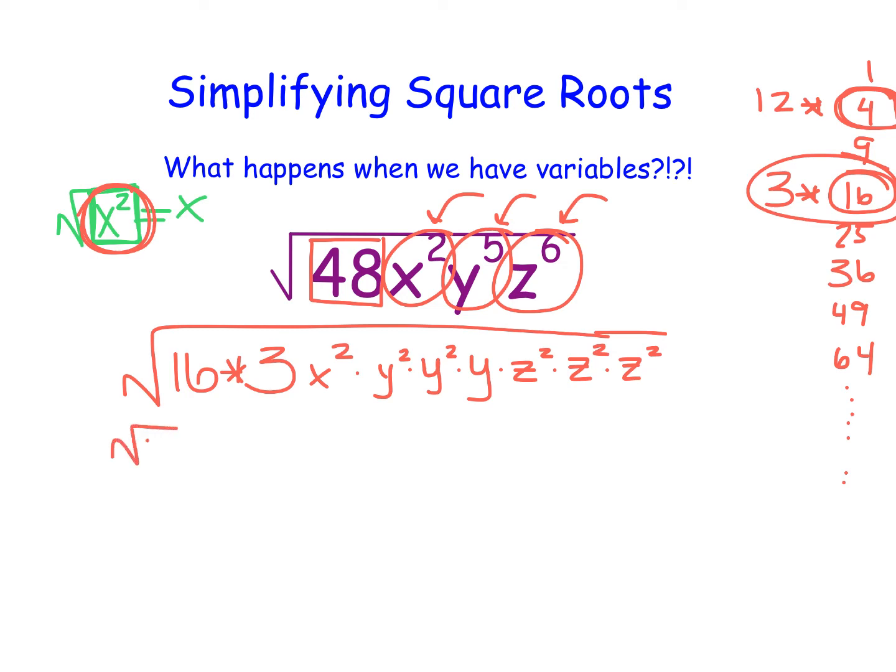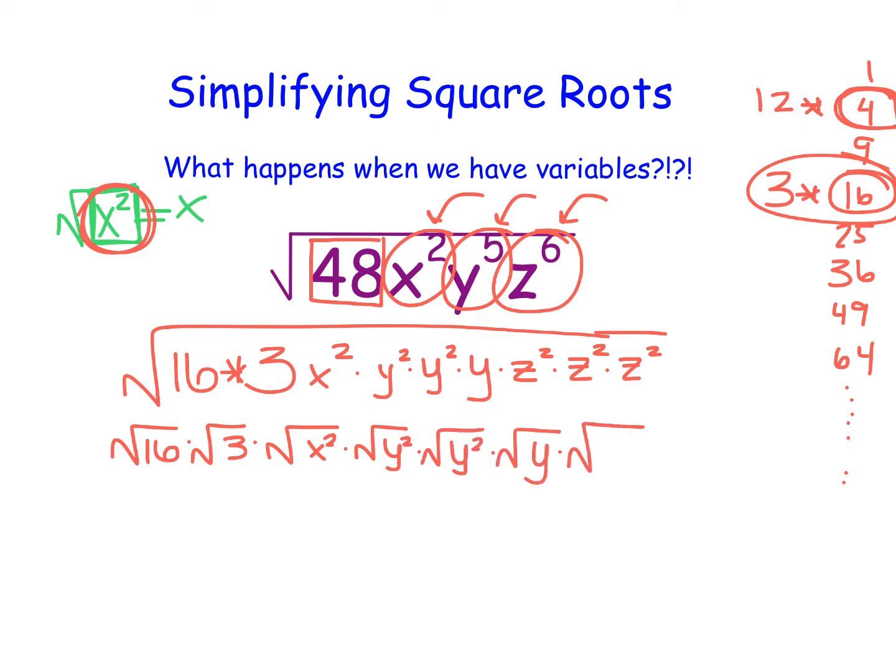So I have the square root of 16 times the square root of 3 times the square root of x squared times the square root of y squared times the square root of y squared times the square root of y. And then I keep going with all of those z squareds. Notice that everything gets its own little square root. And then from here I go through and identify all of my perfect squares that I can easily evaluate.